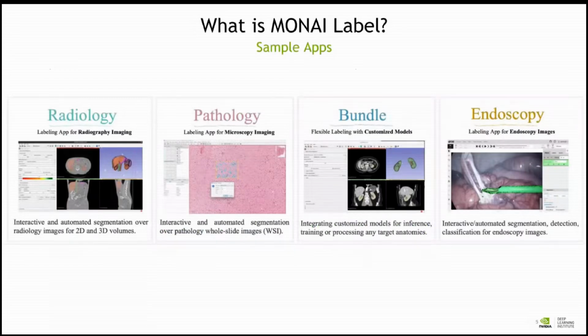So this is the summary of the applications that we offer in MONAI Label. We have MONAI Label radiology, which is the most mature one, but we also have pathology and endoscopy. Bundle is an initiative, a way of packaging AI models within MONAI. So you create an AI model and package it in a bundle format, you can consume it in MONAI Label, right? So you can start the server and serve the AI model that you created in MONAI.